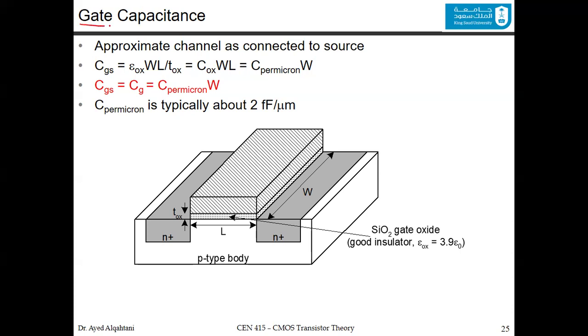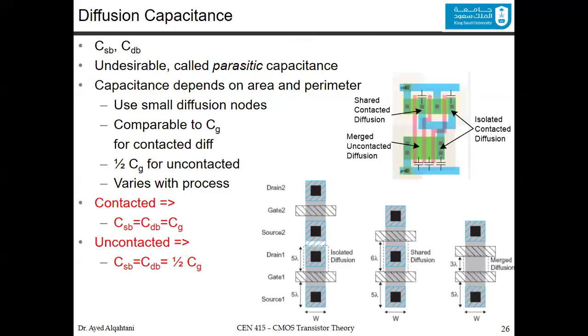Now, this is about calculating the gate capacitance, which is basically based on the width of the transistor. What about the diffusion capacitance? The diffusion capacitance is from the source to the body, or from the drain to the body. It's undesirable. It's called parasitic capacitance, and whether you like it or not, it's always there. It's one of the inherited properties of the transistor itself. The capacitance depends on the area and the perimeter again, so you use small diffusion nodes, compared to what we calculated for the gate capacitance.